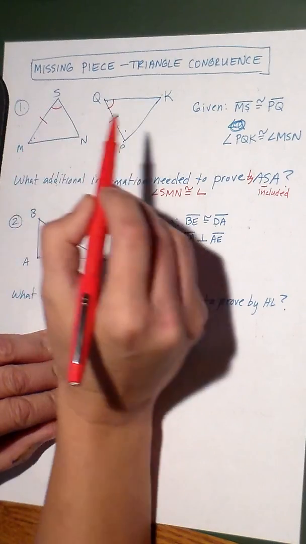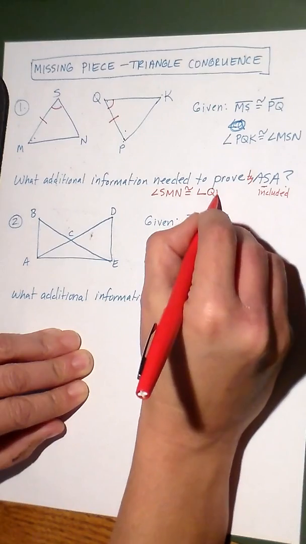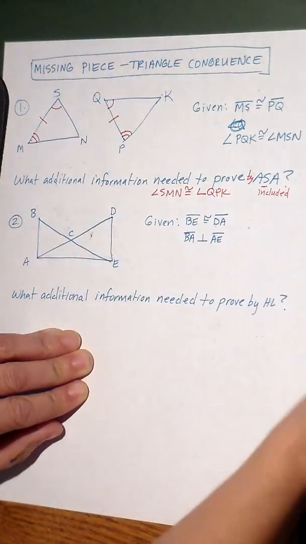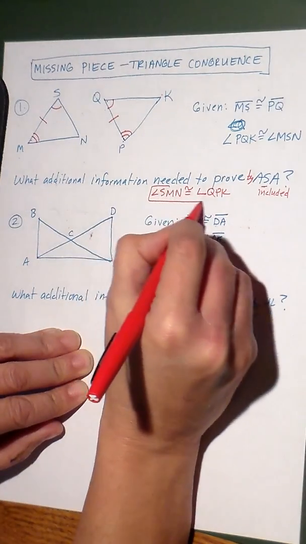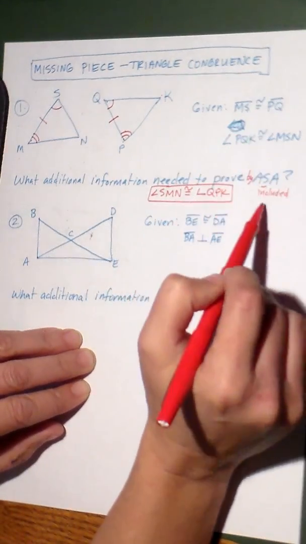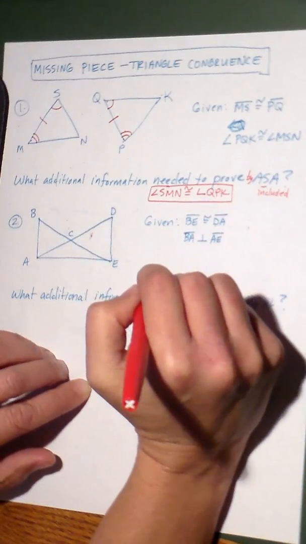which is also NMS, is congruent to angle QPK, which is this one. I would have to know that these two are congruent. So this would be your answer. This is the extra piece you would need. It's asking you, if you're given these, what do you need? What's that third piece? So let's look at the second one.